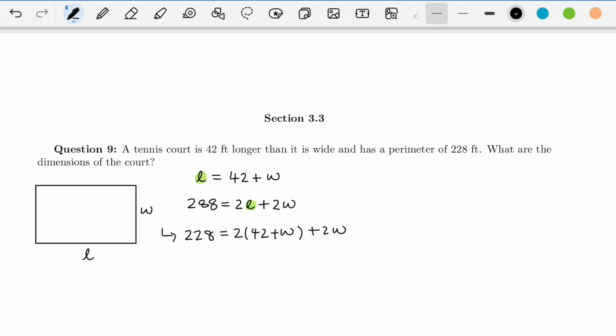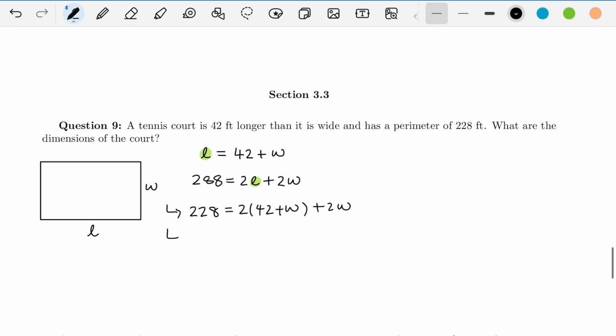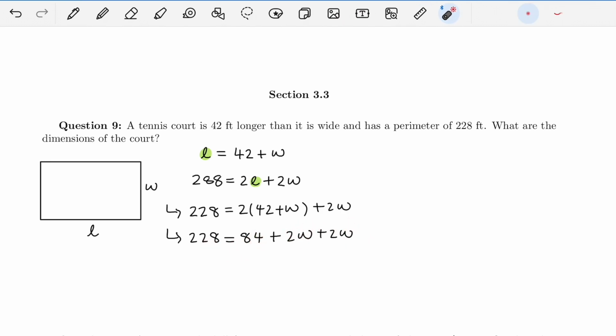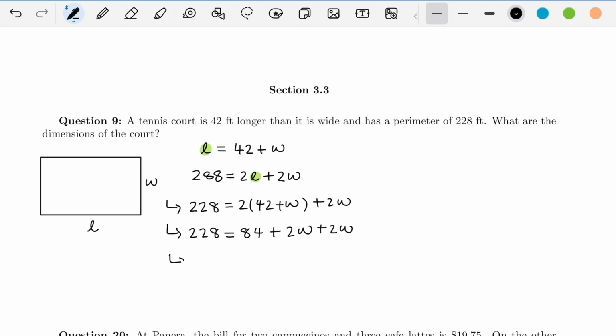Okay, so now we're going to simplify and then solve for W. So we get 228 is going to give us, we have 84 plus 2W plus 2W. So we can combine our W's here, and then I can subtract 84 on both sides. Doing so, I'm going to get 144 is equal to 4W, and then finally dividing by 4 on both sides, I'm going to get that the width of this court is going to be 36 feet.